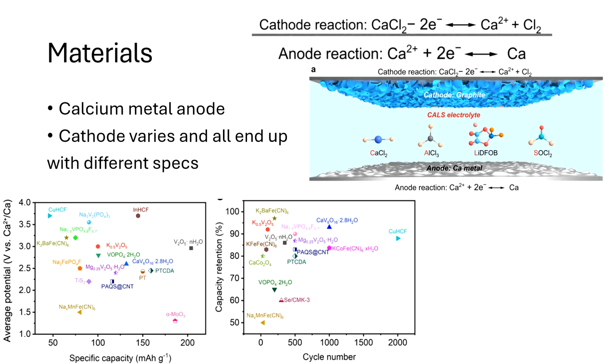We can see here the cathode and anode reaction for this specific battery, where calcium reacts with chloride to release electrons, splitting into calcium and chlorine gas. And then to charge it again, we add electrons to calcium in order to balance it out.